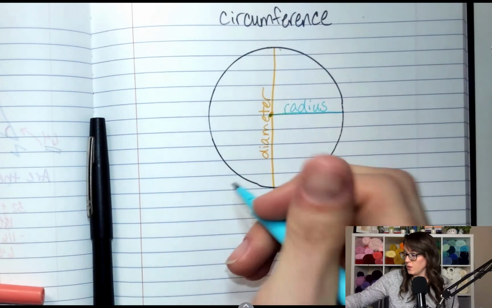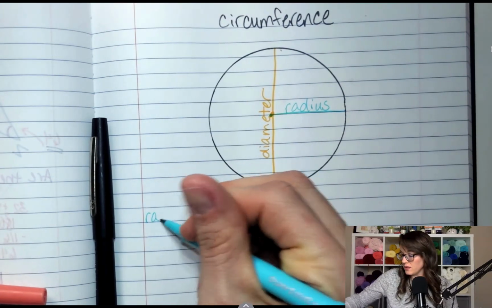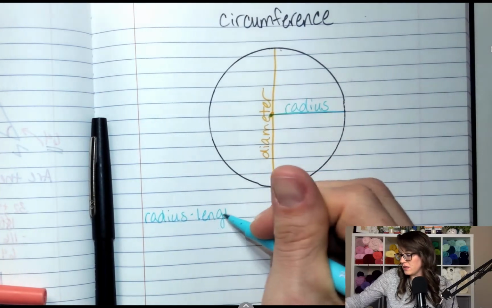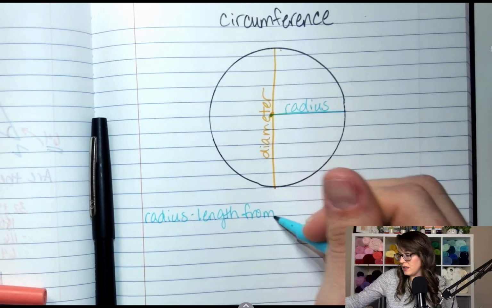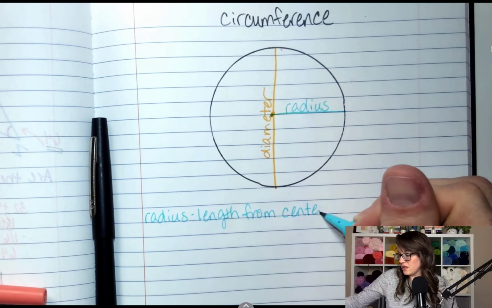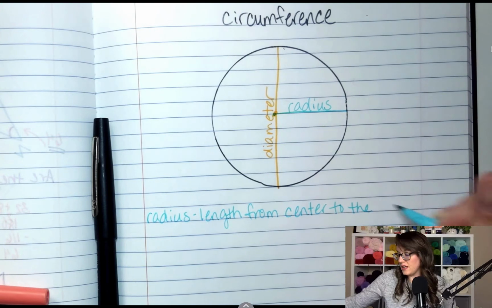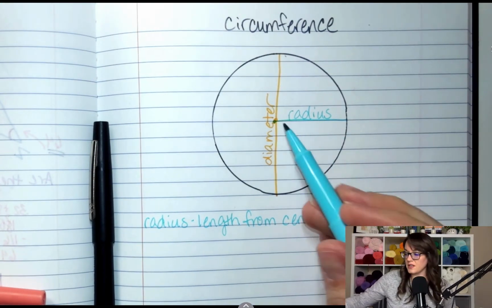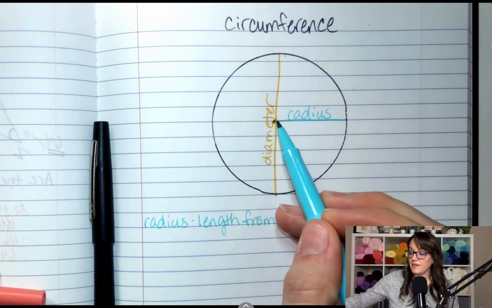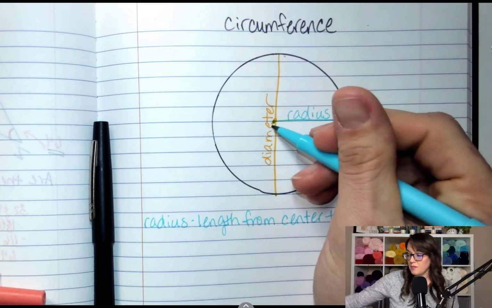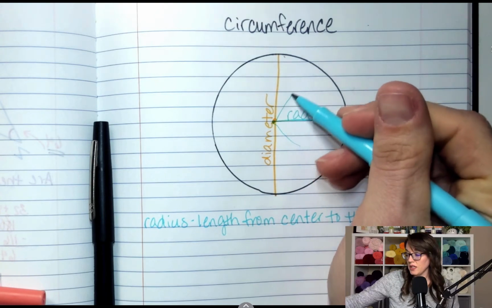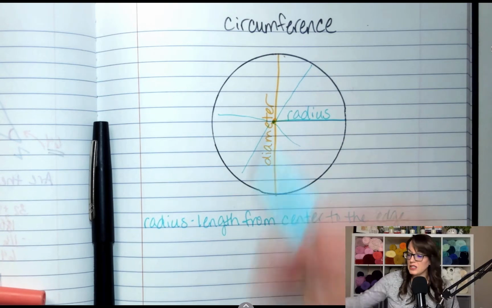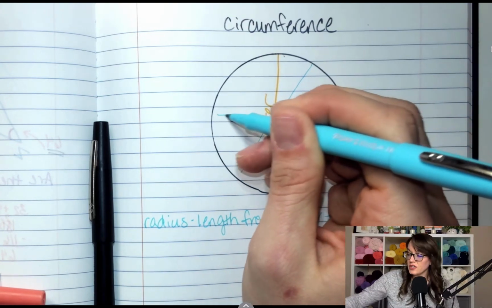So radius is the length from the center to the edge. And radius does not have to be right here. Radius could be here, or here, or here, or here. It doesn't matter as long as it starts at the center and stretches to the outside.